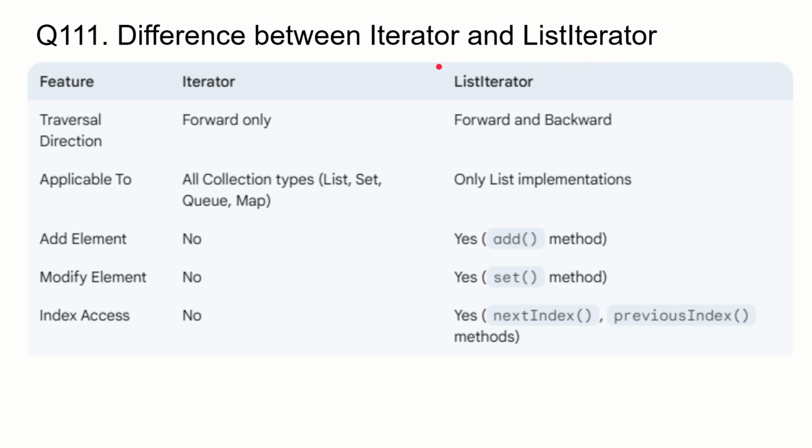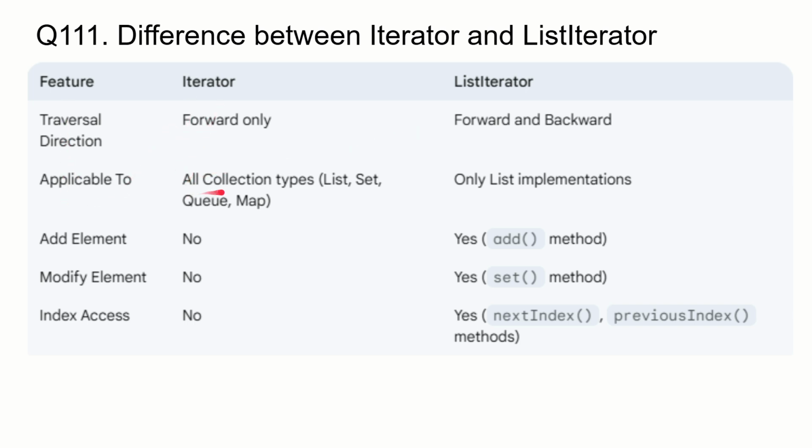Okay, this is an important question from an interview point of view: difference between Iterator and ListIterator. Let us understand them with the help of features. The first feature is traversal direction. Iterator traverses in the forward direction only, whereas ListIterator can work on forward as well as backward traversal.